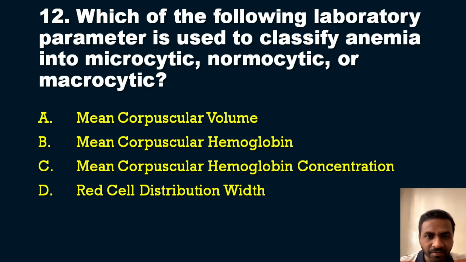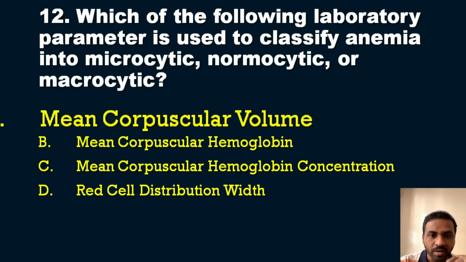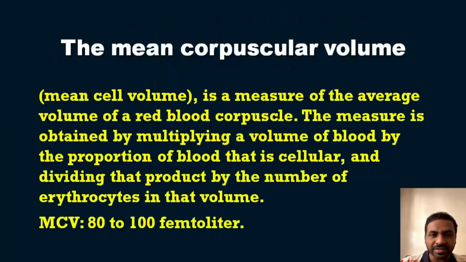The answer for this question is obviously option A, the mean corpuscular volume. This is the laboratory parameter that classifies anemia into microcytic, normocytic or macrocytic. We will see in brief regarding these terms. What do you mean by the mean corpuscular volume? This is otherwise known as the mean cell volume, and it is a measure of the average volume of a red blood corpuscle.